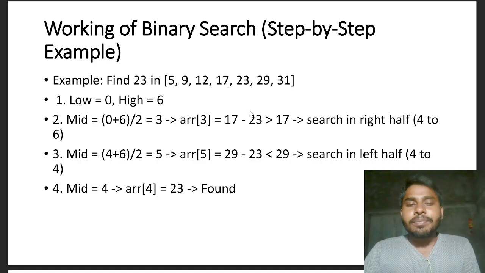As the mid we got is 17, and 17 is less than 23, it means the target value might be present in the right part after 17. So we update the low index. Now low will point to mid plus 1, which is index 4.